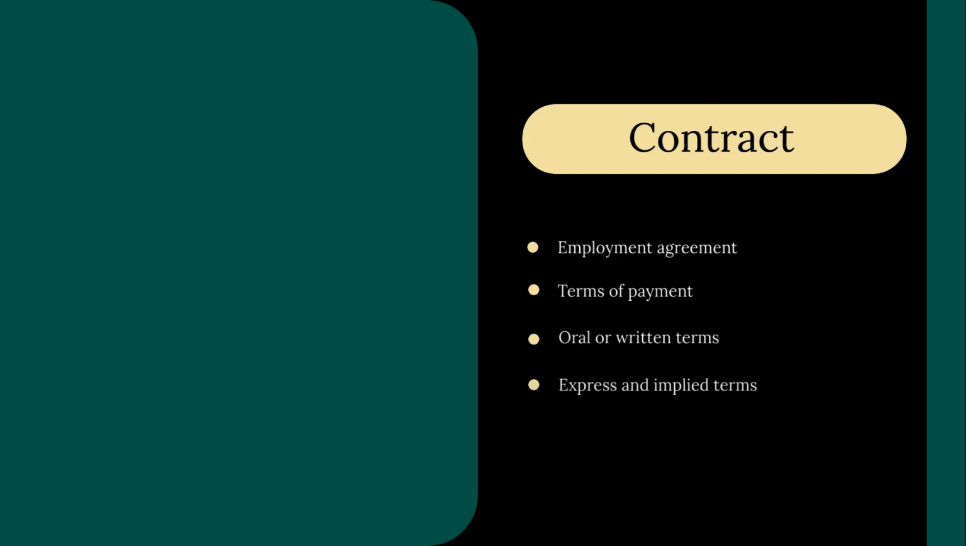A contract of employment is a legally binding agreement between an employer and an employee. It specifies terms under which work is performed for payment. Contracts can be oral or written, ensuring clarity in employment relationships. Express terms are explicitly agreed upon, while implied terms are understood. Both types of terms are crucial for a valid contract.